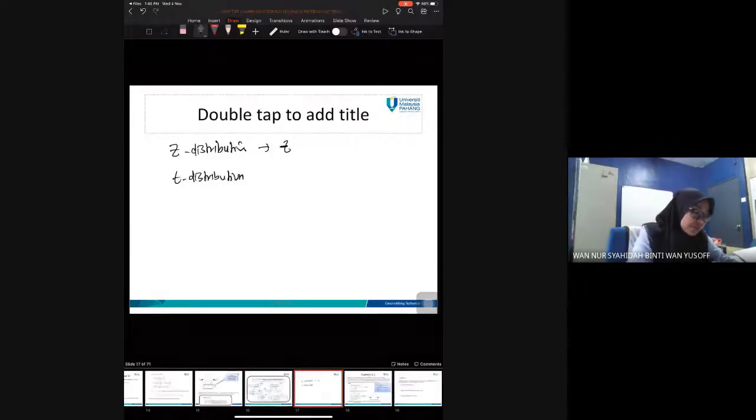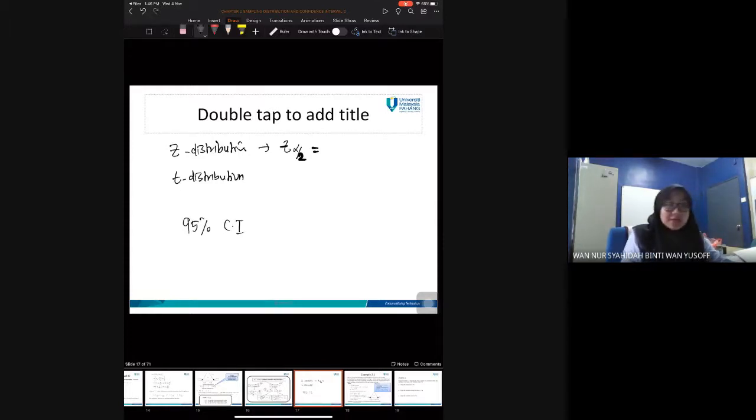Alpha divided by 2. So that's a probability value. So how do we know what our alpha is? Based on the confidence level. If you already watched the video, then you should know. What is the confidence level? What is alpha? Alpha is the significance level. For example, we have to construct a 95% CI. CI is a confidence interval. So 95% is the confidence level.